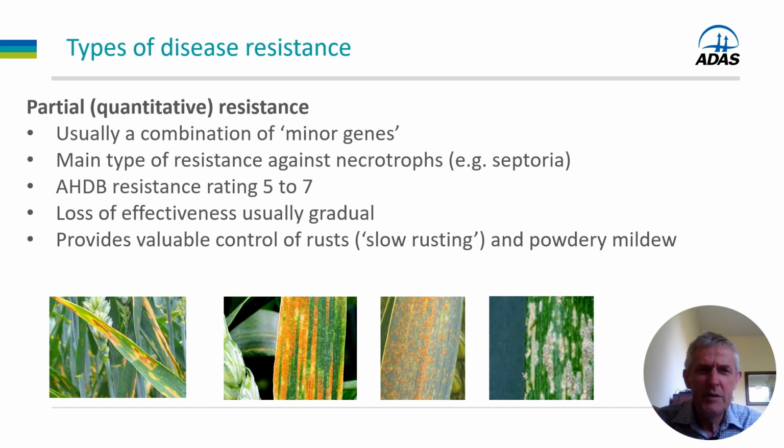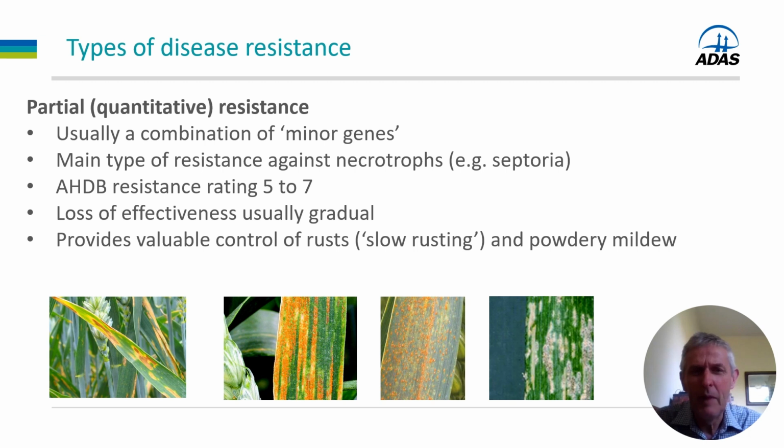So there are mainly two types of disease resistance, and the first of those we can characterize as being partially effective host resistance, which has a quantitative effect on the epidemic and slowing it down. This type of resistance is usually coded for by a combination of what we might call minor genes, which have been accumulated into a variety by plant breeders.